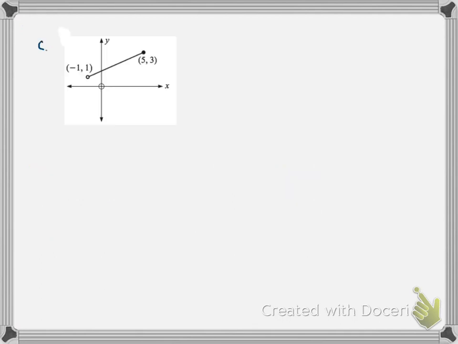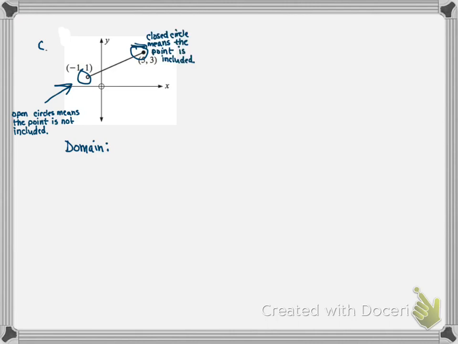Let's look at a third example. So for our domain, again looking at the x's, here we have an open circle. So while the lowest x value is -1, that -1 is not included in the domain. And our highest value here at 5, 3 has a closed circle, so 5 is included. So the open circles mean the point is not included. Closed circle means the point is included.